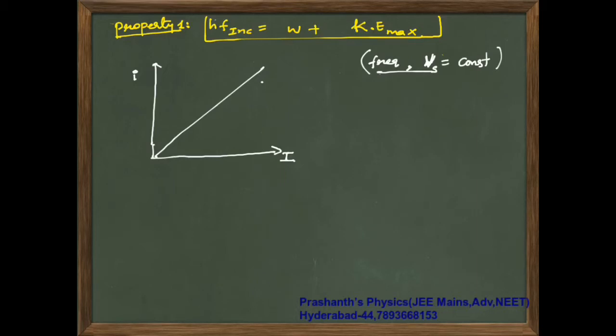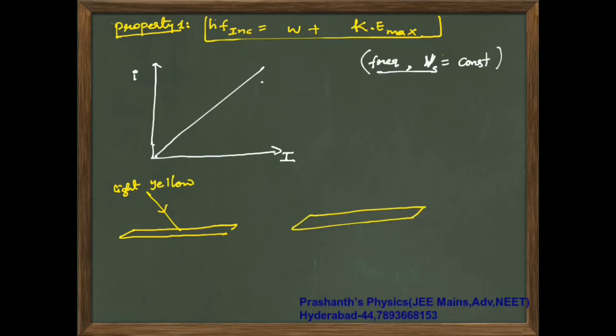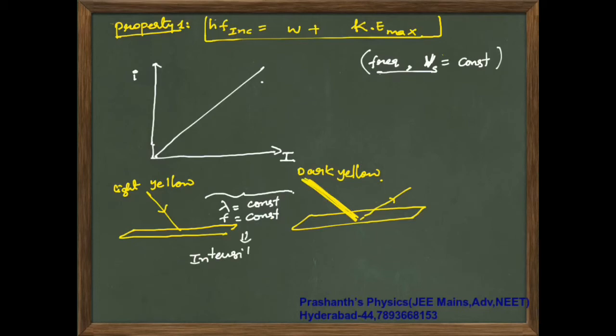Let us say, for example, you have light yellow and dark yellow. I cannot choose too many colors here. This is your dark yellow color. Now what is the difference between these two? For these two, the wavelength is constant and the frequency is constant, but the intensity is different. For yellow color, frequency and wavelength are constant but intensity is different.